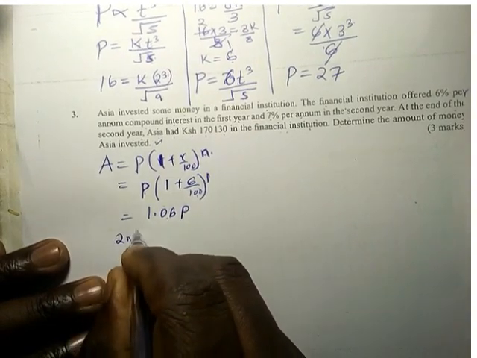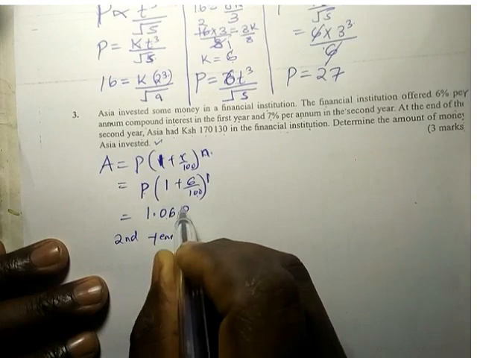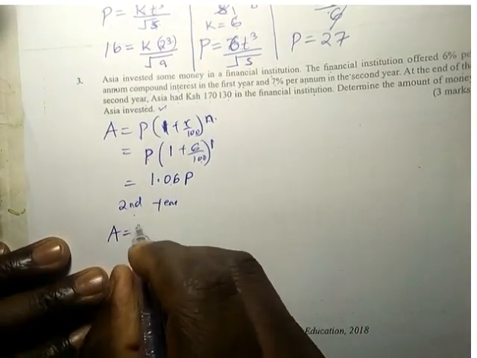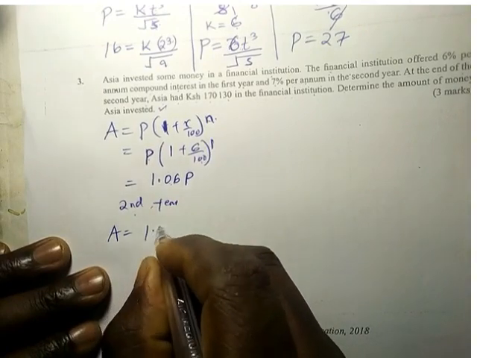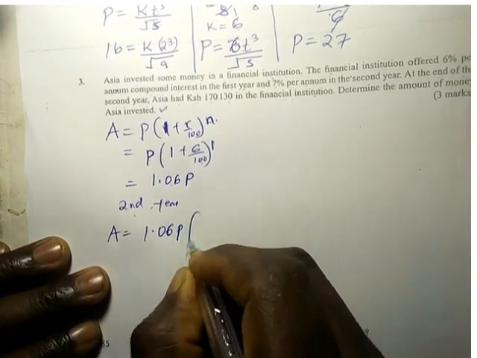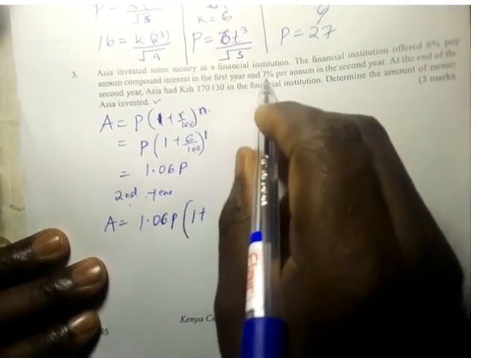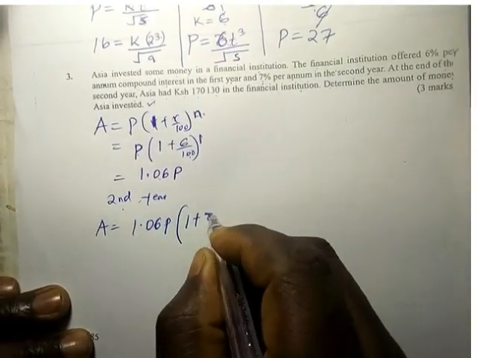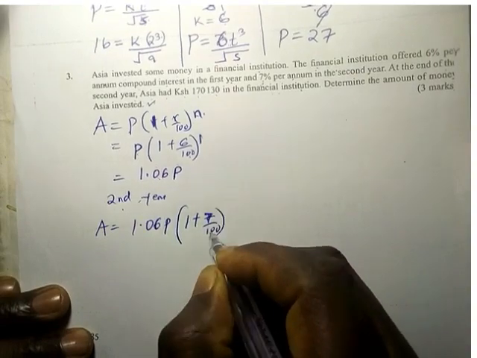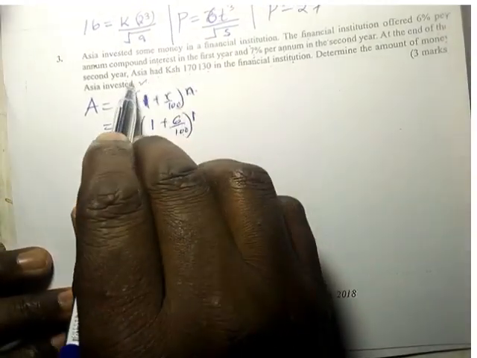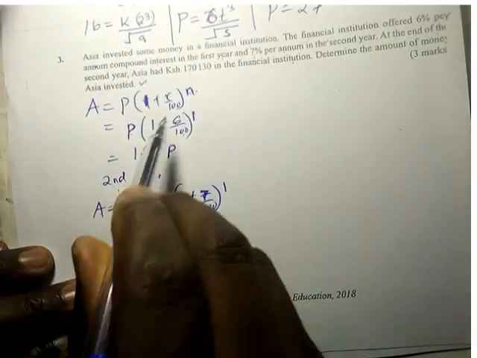Now this one is going to be the principal for the second year. So we know the amount for the second year, we repeat the principal, which is 1.06P, into 1 plus r, but our r is 7 over 100, raised to power 1.